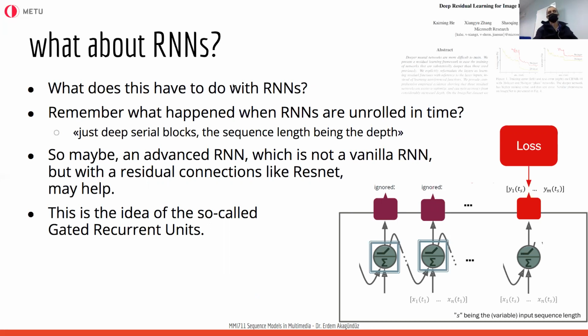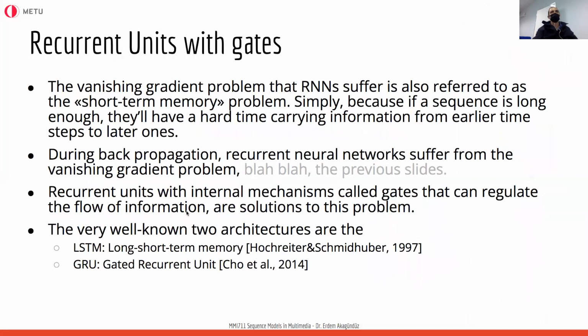So what does this have to do with RNNs? Remember what happened when RNNs are rolled in time? Just deep serial blocks. So maybe an advanced RNN, a handcrafted design, which is not a vanilla RNN, but with a residual connection like ResNet, may help us. Actually, it did, because it is the ancestor of ResNet. So this idea is called gating. Okay, recurrent units with gates. Let's make an introduction to this idea.